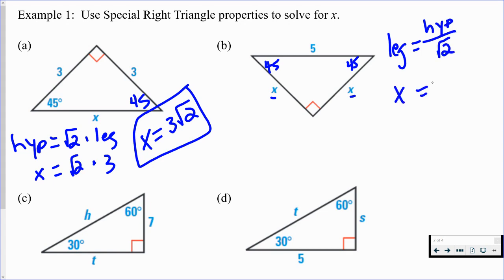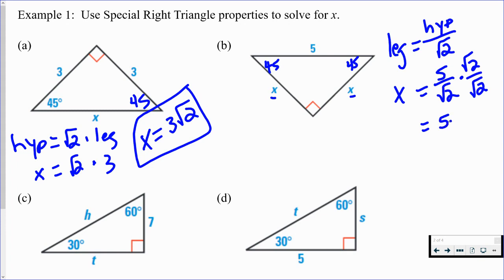So we know that X should equal the hypotenuse, which is 5, divided by square root of 2. Now, remember, we don't like when we have a radical on the bottom of a fraction. We need to rationalize. So we're going to have to multiply by square root of 2 over square root of 2, just like we did in our radicals unit.